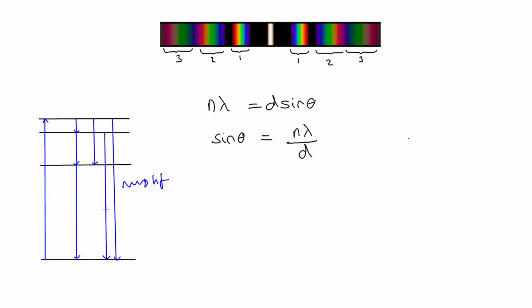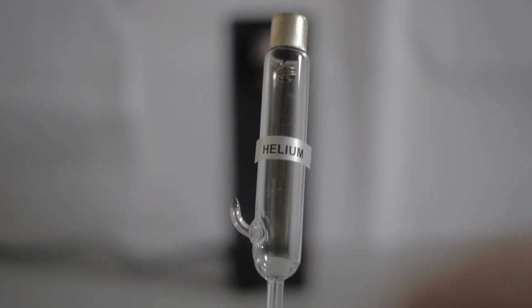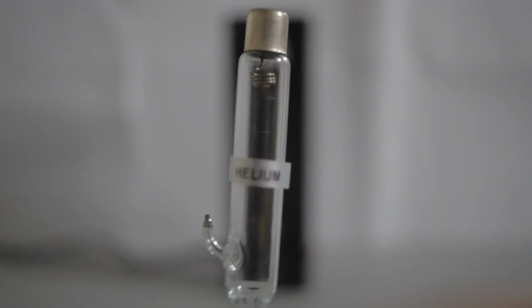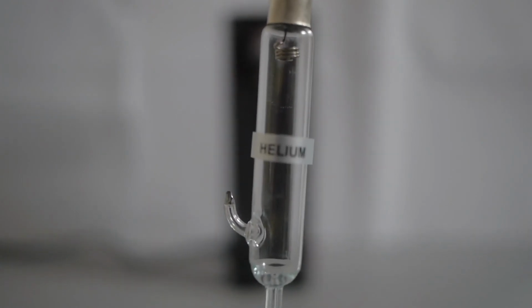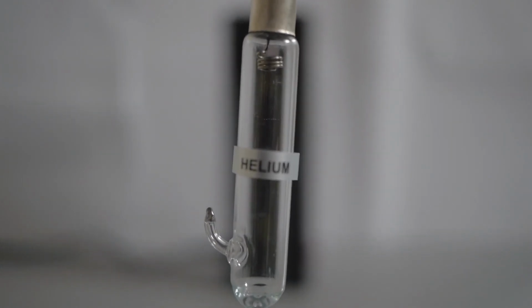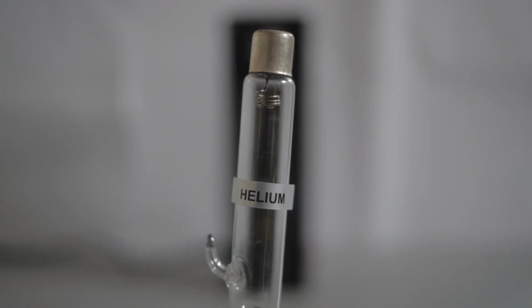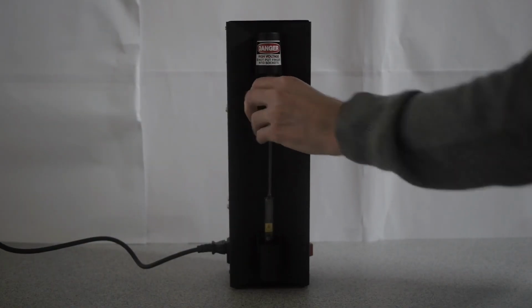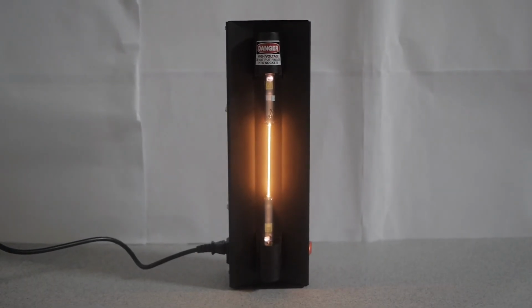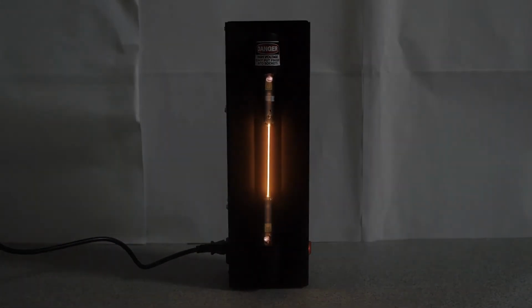So let's see if we can have a look at that. Here we have a gas discharge tube, which is helium. We'll place that here in the high voltage supply and put an electric discharge through the tube in order to excite the atoms. You can see it's glowing a sort of reddy orange colour. We're going to use a diffraction grating of about 300 lines per millimetre. I'm going to place the diffraction grating in front of the camera and try to show you the orders of spectrum that we can see.